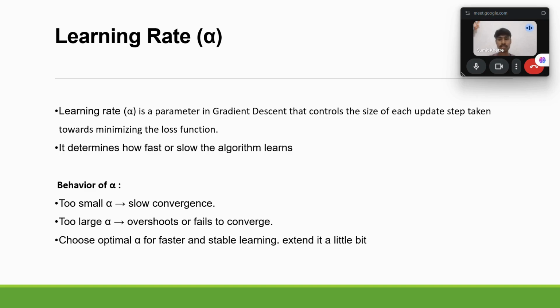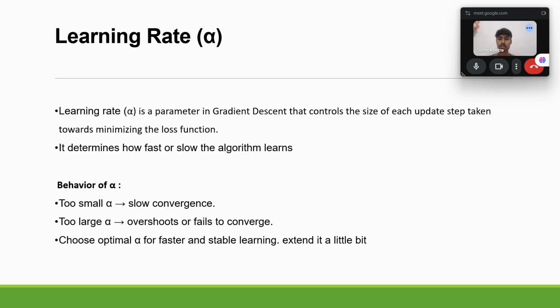Now, in the previous slide we have seen the learning rate. So now we will see in depth what exactly the learning rate means. The learning rate alpha is a parameter in gradient descent that controls the size of each update step taken towards minimizing the loss function. It determines how fast or slow the algorithm learns. How our algorithm learns is determined by the learning rate.